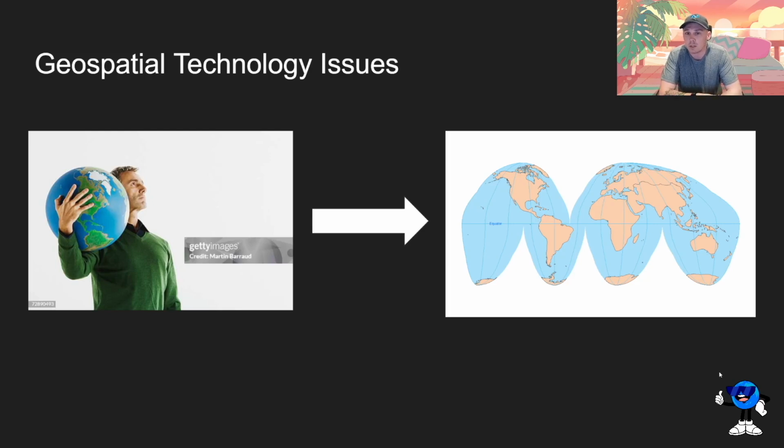So geospatial technology has these issues, right? Geospatial technology deals with the same exact issues of referencing and assigning location information to data being handled, while also translating real world data from a 3D space to a 2D surface for examination. So how do we go from this right here to this over here?